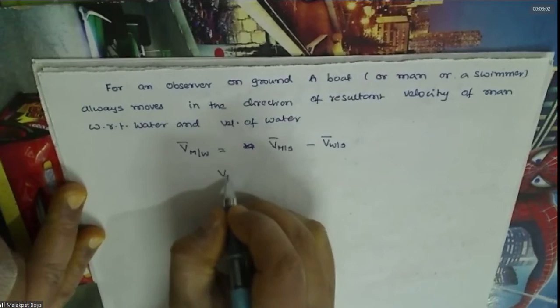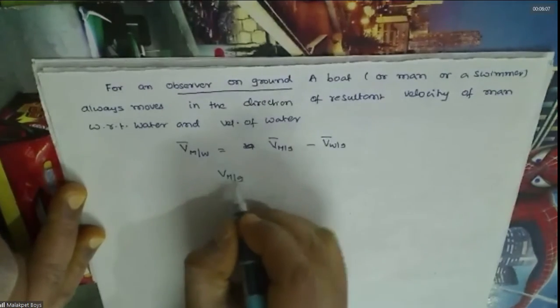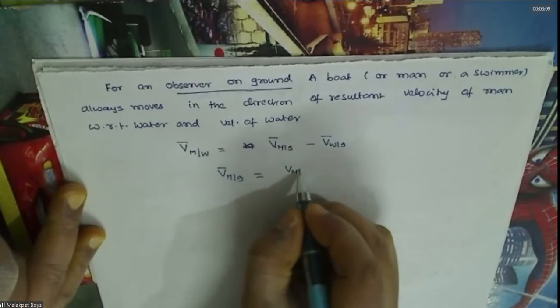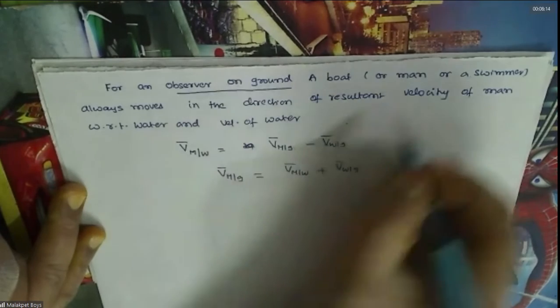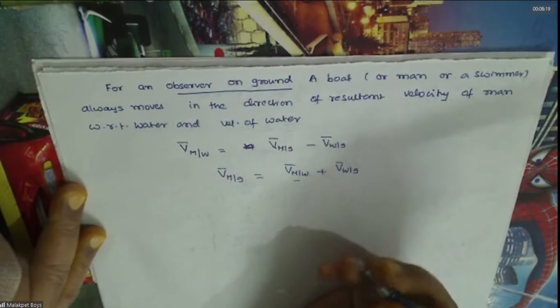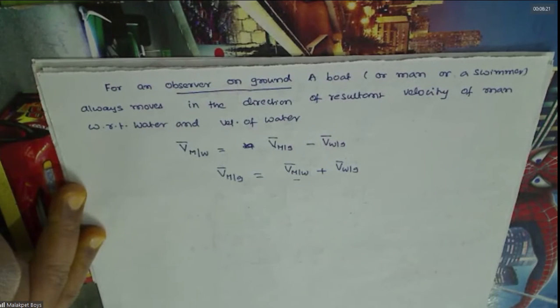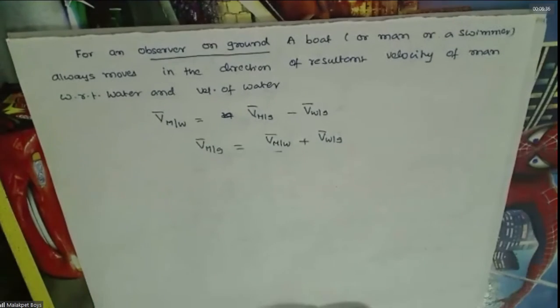Okay, so for a person observer on the ground, what he observes is the resultant of this, no? Resultant velocity of man with respect to water plus velocity of water. Do you agree with this? Nothing is mentioned, so it is understood that it is with respect to ground only. Agreed? Agreed, sir. Right. We are just collecting what you learned earlier.